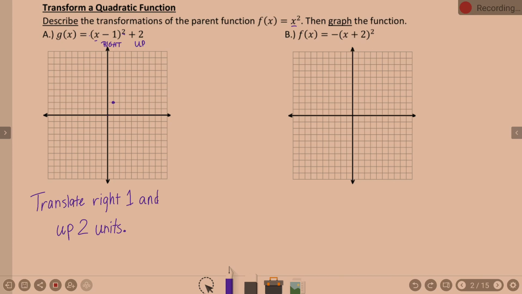I think that's later. I don't have it here. But you could state that vertex if you had to, right? So we moved that vertex right 1, up 2. Now, do I get to just draw any random U and I'll take it? No. With Savas, you probably only have to plot 1 extra point, would be my guess.